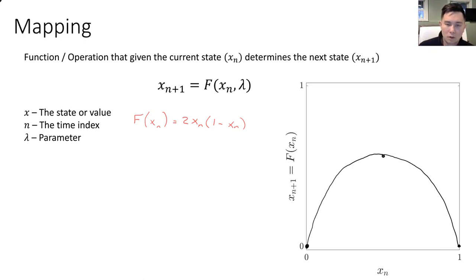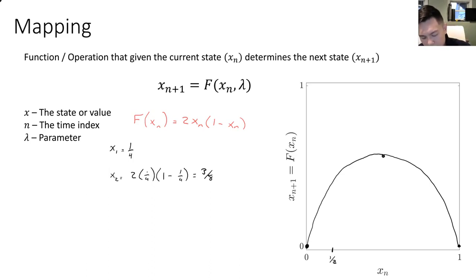Okay? Well, how would we use this map? Let's say we start off with our initial state, x1, at a position of 1/4. We would take this current state and plug it into our function. So x2 is equal to 2 times our current state, 1/4, times 1 minus 1/4, and that is equal to 3/8. Graphically, we start at roughly the 1/4 point here, and we go up to our function, and that gets us to this position here, which is roughly 3/8.